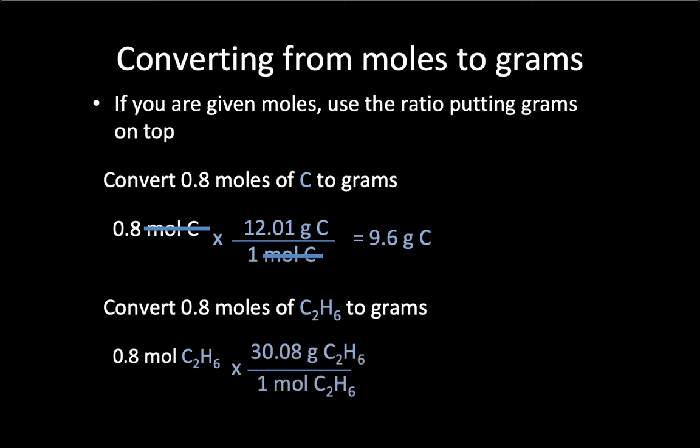So we look from the things that we just did on the previous slide where we calculated the mass of ethane. So we had the mass of ethane was 30.08, and so we put those on top. Again, our moles will cancel and leave us in the unit we're looking for, which is grams. So we'll do 0.8 times 30.08 divided by 1, and that gives us an answer of 24.1 grams. So that's how we convert from moles into grams.